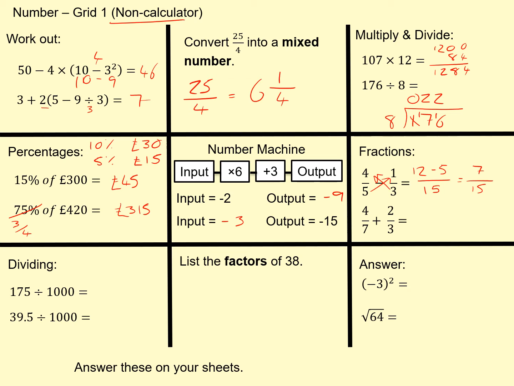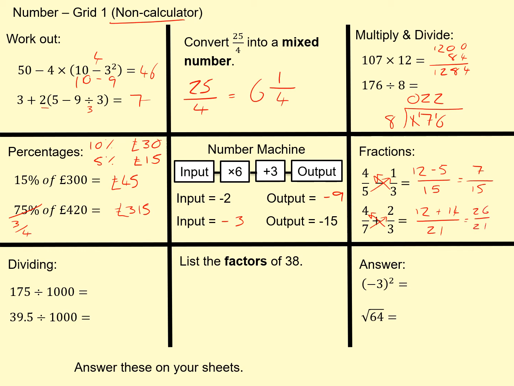Same method for the next one. The only difference here is it's an add, not a subtract. So 7 times 3 is 21. 3 times the 4, multiplying these two together, gets me 12. And 7 times the 2 gets me 14. Because this one's an add, I'm adding the top two numbers. 12 and 14 is 26.